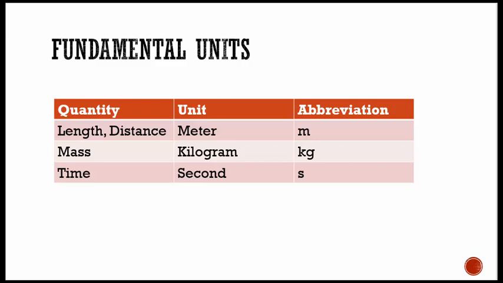So for length or distance, you're going to end up with meters. Mass is kilograms. Time is seconds. And you will see other units, but you want to get those units to meters, kilograms, and seconds, or some version of those to do the calculations.